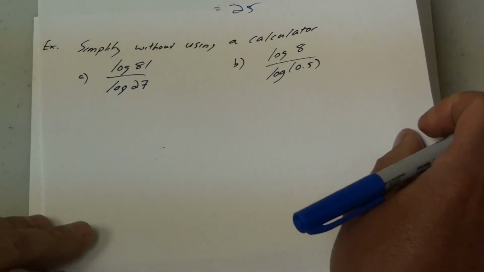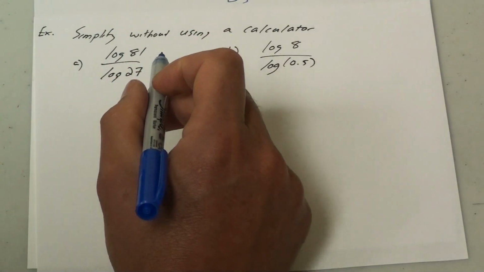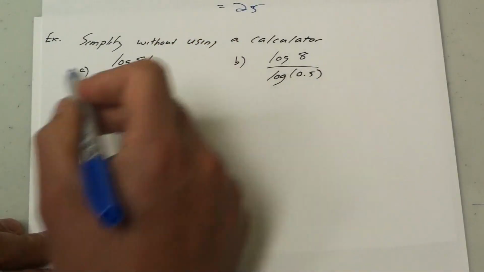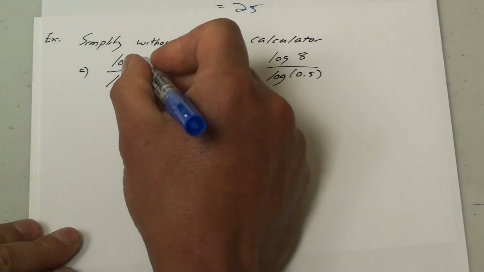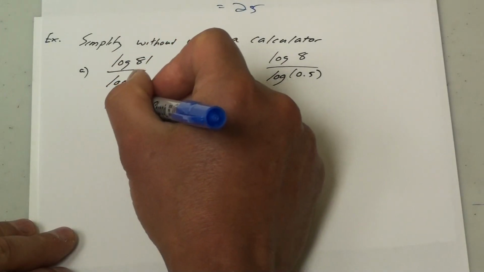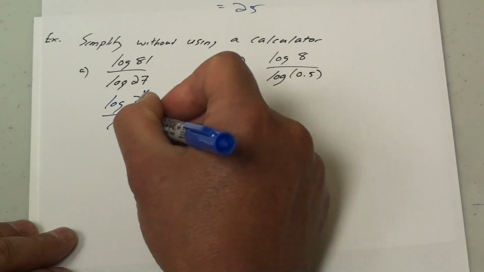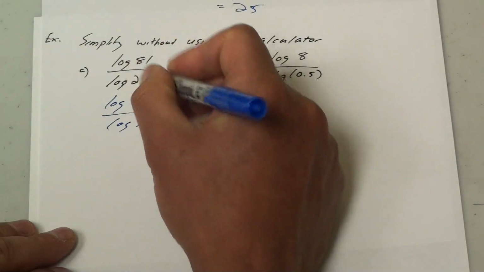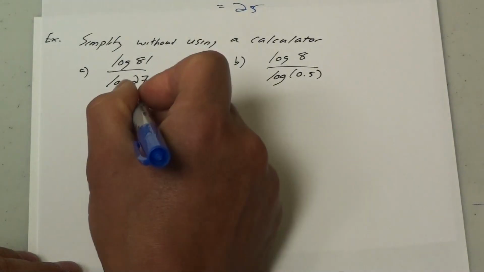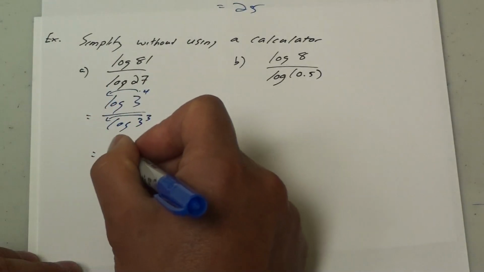Okay, simplify without using a calculator. Now these ones, I'm going to change them so they have a common base. So 81 and 27, the common base I could use would be 3. So I have log of 3 to the exponent of 4 over log of 3 to the exponent of 3. 3 exponent of 4 is 81, 3 exponent of 3 is 27. Now I can take my exponents down in front. That is the third rule of the logarithm rules.